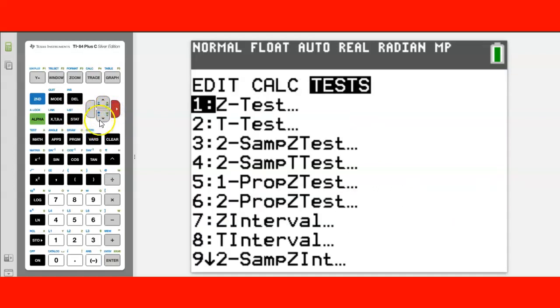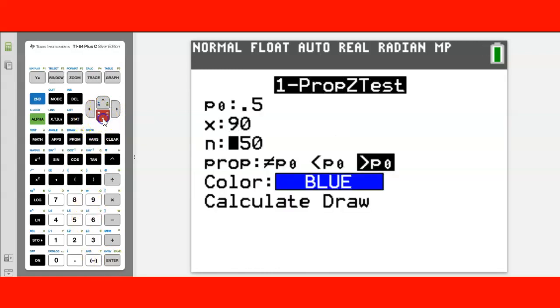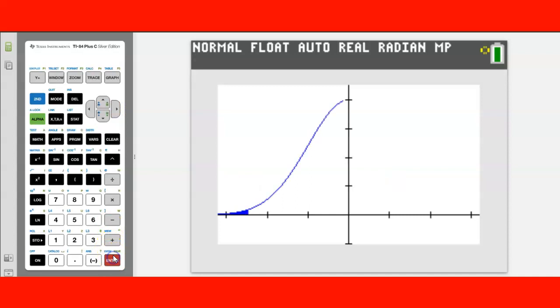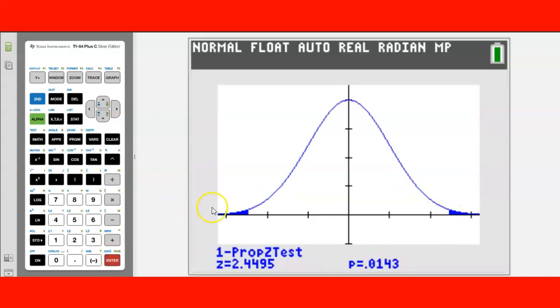So, back to tests. Scoot down to one prop z-test. Go down here, click. What I really meant was the alternate hypothesis is that the true proportion isn't equal to what I set up here. It's something different. Now when I click draw, the calculator knows that I mean both of these tails. It's still 2.4495, and this is negative 2.4495. That's the test statistic.